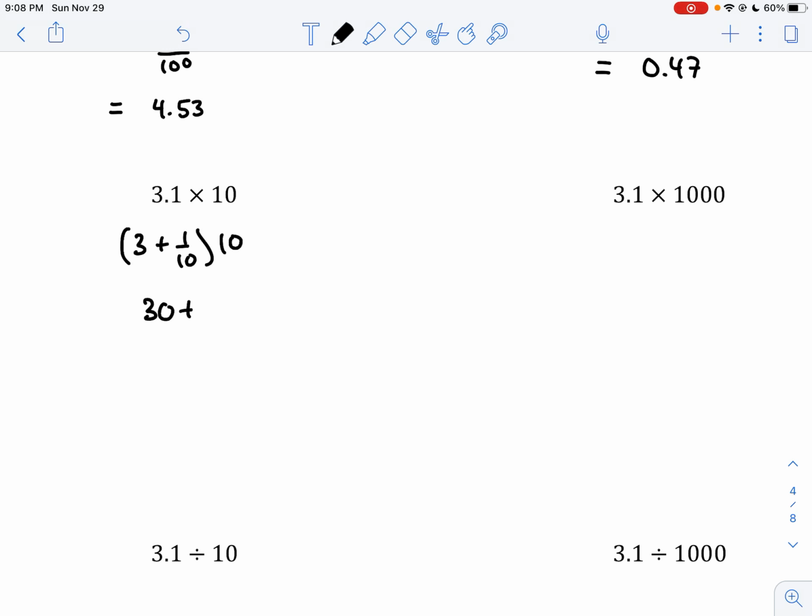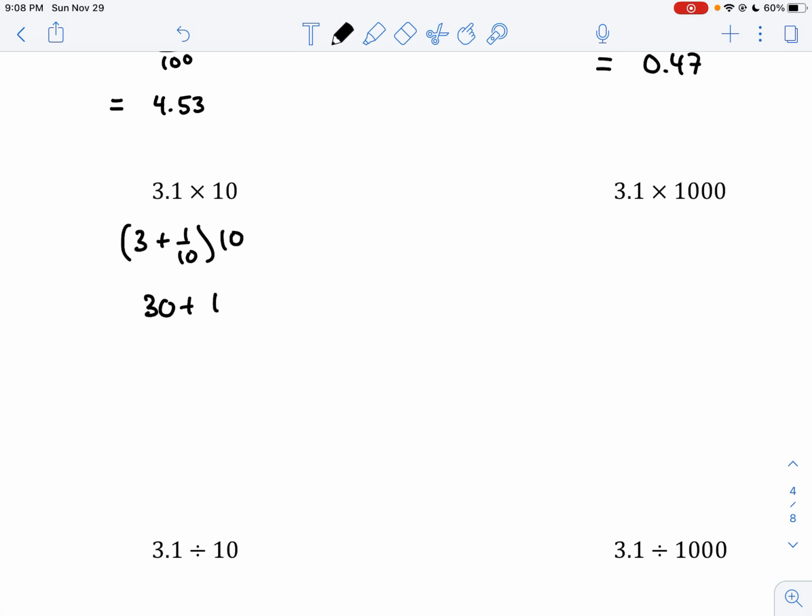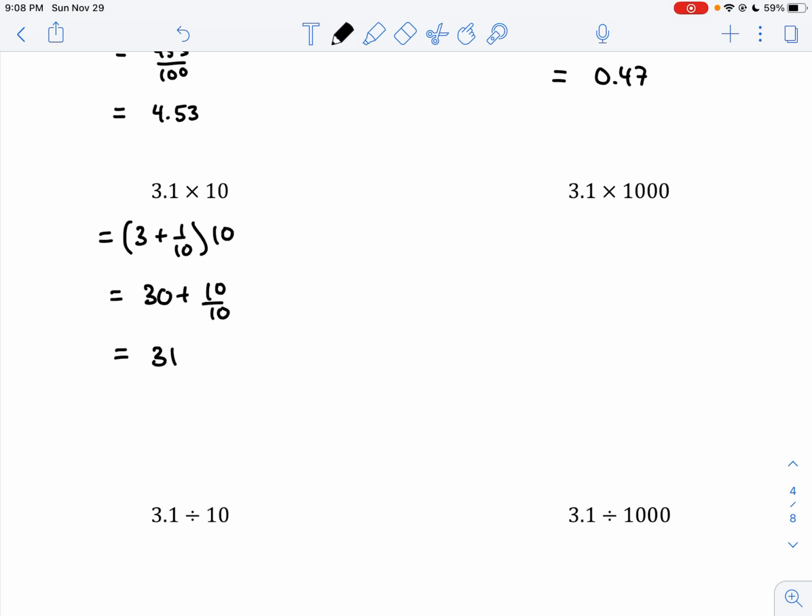You're going to get 3 10s, which is 30, and we're going to add to that 10 1/10, which is 10 tenths. Right, all I did is use the distributive property. I did 3 10s, which is 30, and 1/10 of 10, which is 10 tenths. And so we get 30 plus 1, which is 31.